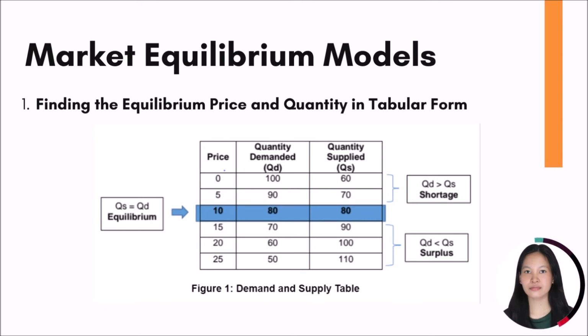At prices below the equilibrium, which are 0 and 5, quantity demanded is greater than the quantity supplied. Thus, shortage is present. On the other hand, surplus occurs at prices above the equilibrium price, such as 15, 20, and 25, where quantity demanded is less than quantity supplied. Furthermore, to compute how much the shortage and surplus is in the market, simply subtract quantity demanded from quantity supplied.